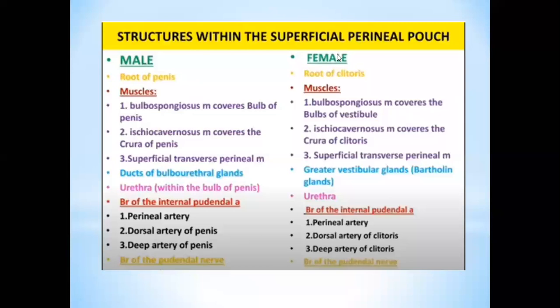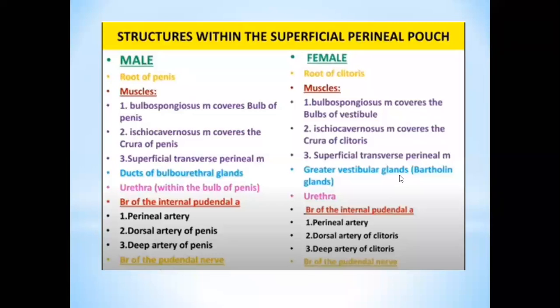Now, the superficial perineal pouch contains, in cases of female, the root of the clitoris, which is similar to the male part. We have the same muscles in both of them: the bulbospongiosus muscle covering the bulb of the vestibule, the ischiocavernosus muscle covering the crura of the clitoris, and the superficial transverse perineal muscle. We have the greater vestibular glands, which are also known as the Bartholin glands.